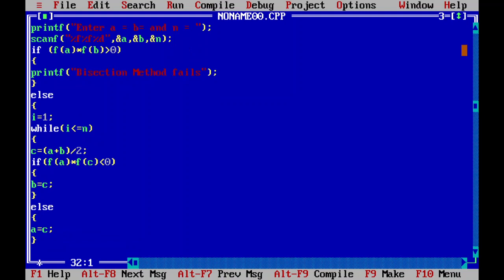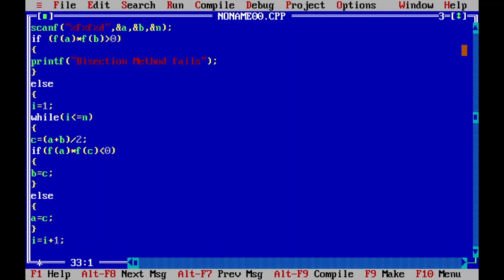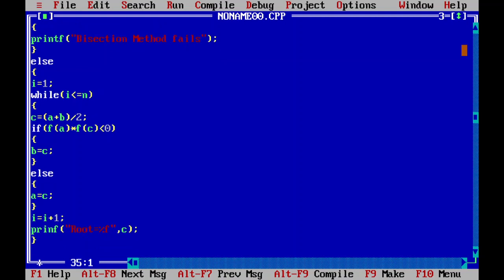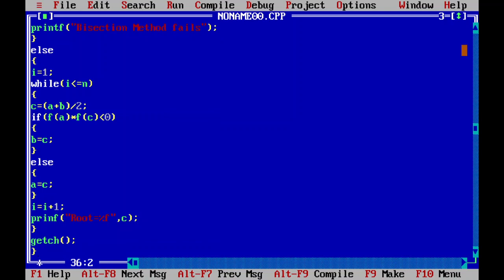a = c. Now we want to increase the value of i = i + 1, and then we want to printf the value of the root of the given equation by using C programming, %f, c. Then the while loop is completed, and then getch. Okay, main is completed.